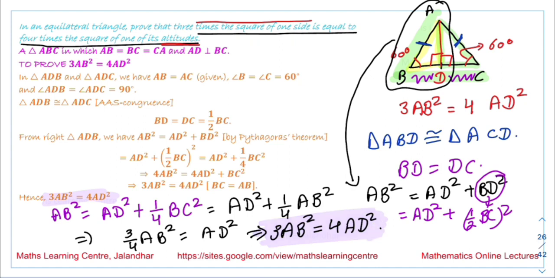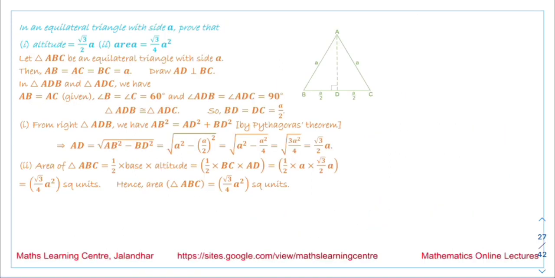Now next we have: in an equilateral triangle with side a, prove that the altitude is equal to root 3 by 2 a and the area is root 3 by 4 a square. So suppose ABC is an equilateral triangle. This is the triangle we are talking about. All the sides of this triangle are of length a units.